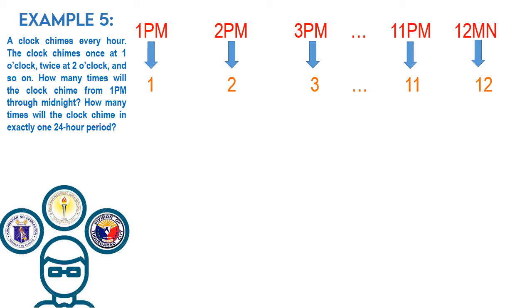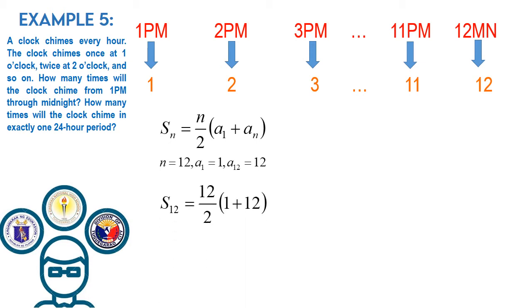Since we are looking for the number of times it will chime from 1 p.m. through 12 midnight, we are going to use the arithmetic series formula. Since we know that n is equal to 12, a sub 1 is equal to 1, and a sub 12 is equal to 12, we plug this in the formula. Hence, we have S sub 12 is equal to 12 over 2 times 1 plus 12. Simplifying this, we have S sub 12 is equal to 6 times 13, and multiplying 6 and 13 will give us 78. Therefore, the clock chimes 78 times from 1 p.m.